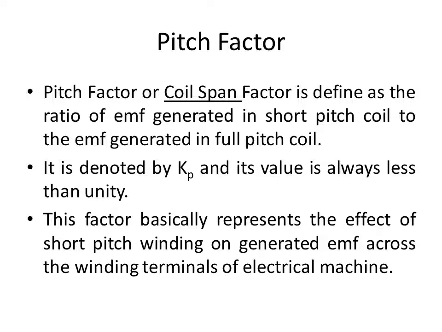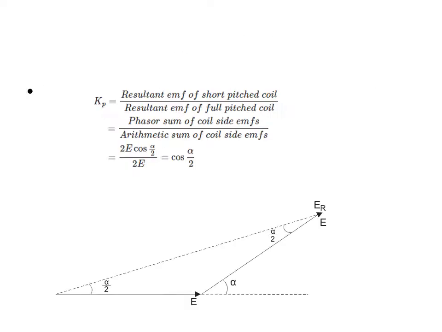Okay, and it is always less than unity. Kp is always less than unity practically, because the coil is not connected full pitch. It is always connected in a manner that is less than 180 degrees, so it is always a short pitch. This factor basically represents the effect of short pitch winding on the generated EMF across the winding terminals of an electrical machine. This is the pitch factor. So Kp is the resultant EMF of the short pitch coil to the resultant EMF of the full pitch coil.